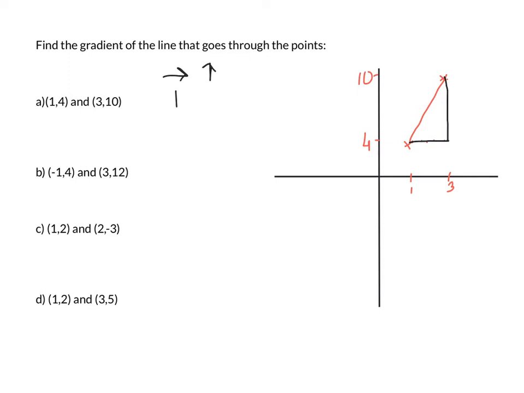Now, here I haven't got 1 across. I've actually got 2 across because I'm going from 1 to 3. So 2 across. And how many up am I going? Well, I'm going from 4 to 10. So that's 6 up.